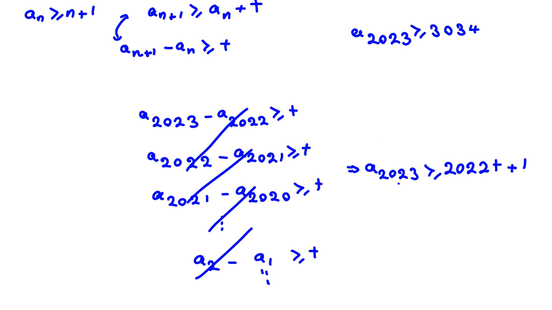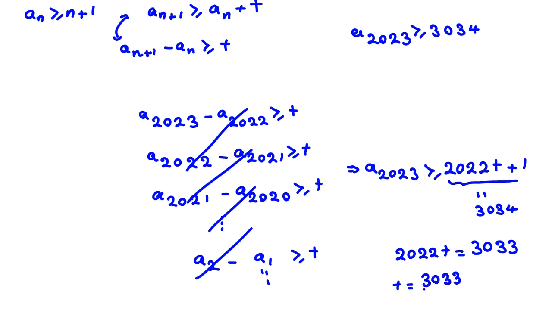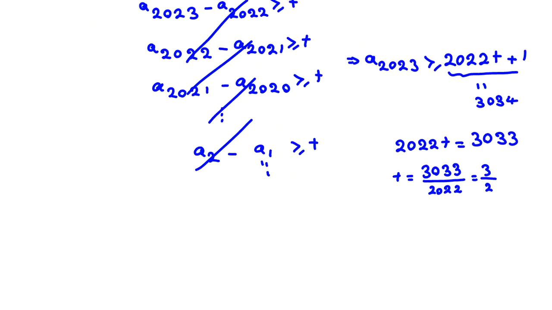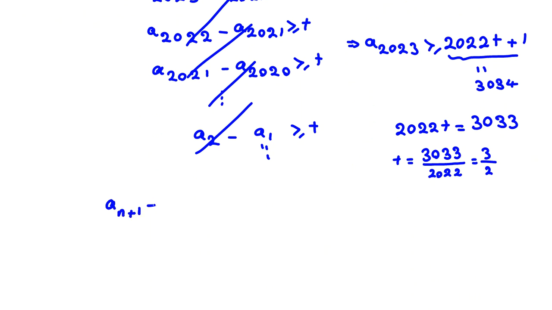plus 1. We take negative 1 to the right side, and we want this part equal to 3034. So 2022t should be equal to 3033 if we subtract 1 from both sides. So t equals 3033 over 2022. If we divide both numerator and denominator by 1011, it will be 3 over 2. So I want to prove that an plus 1 minus an is at least 3 over 2.